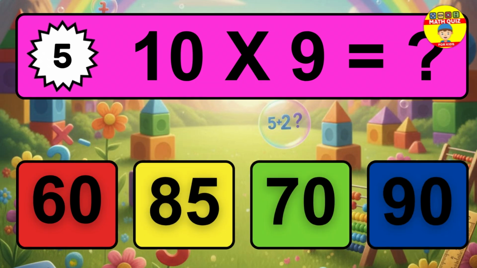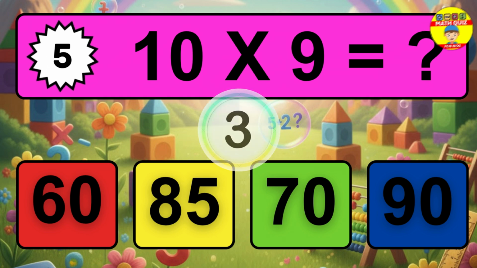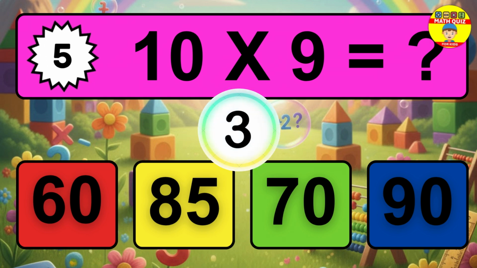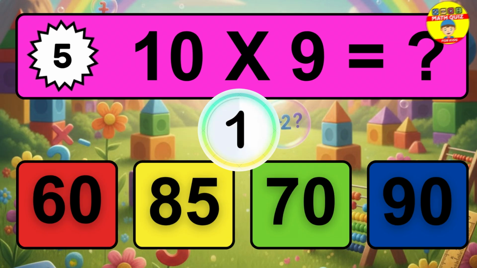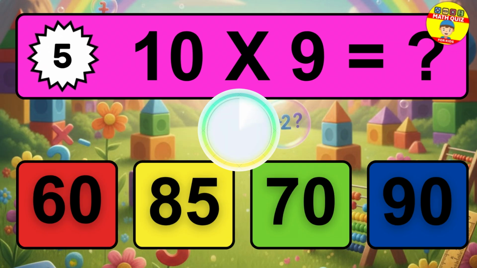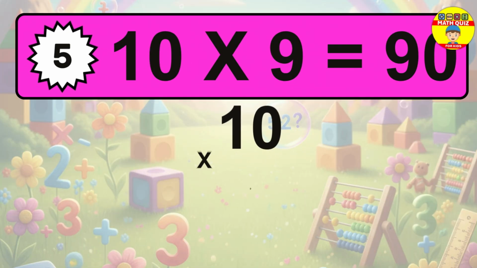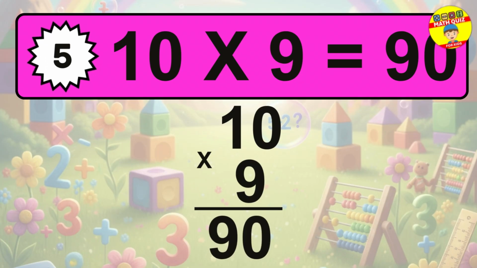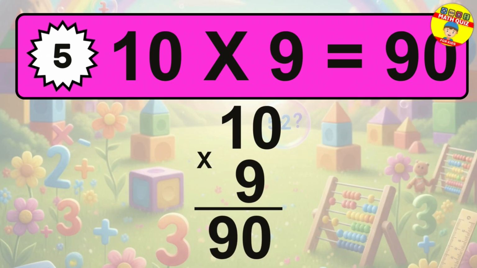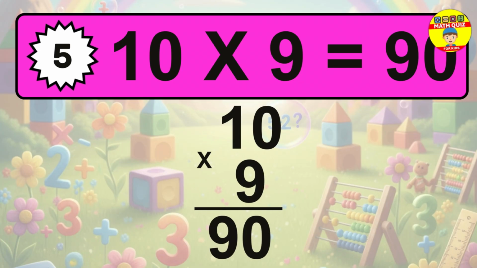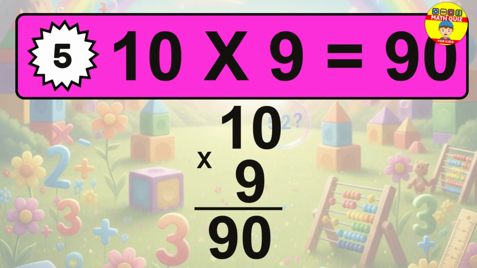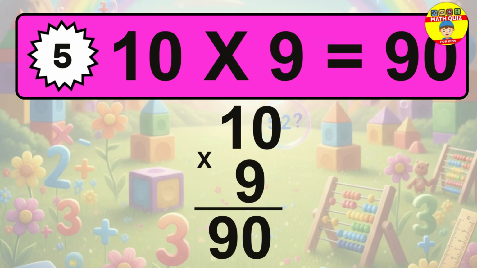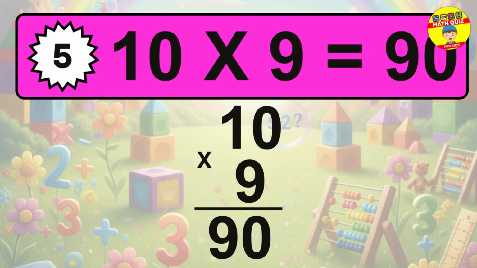Question 5. 10 times 9 equals what? So, the answer is 10 times 9 is 90. To calculate, we have 10 groups with 9 balls each one. So, how many balls do we have? 90 balls.